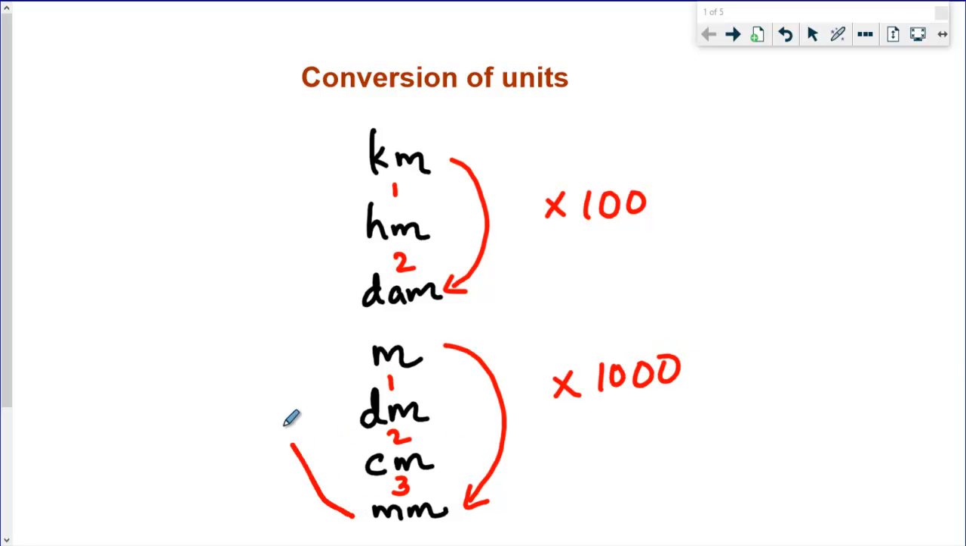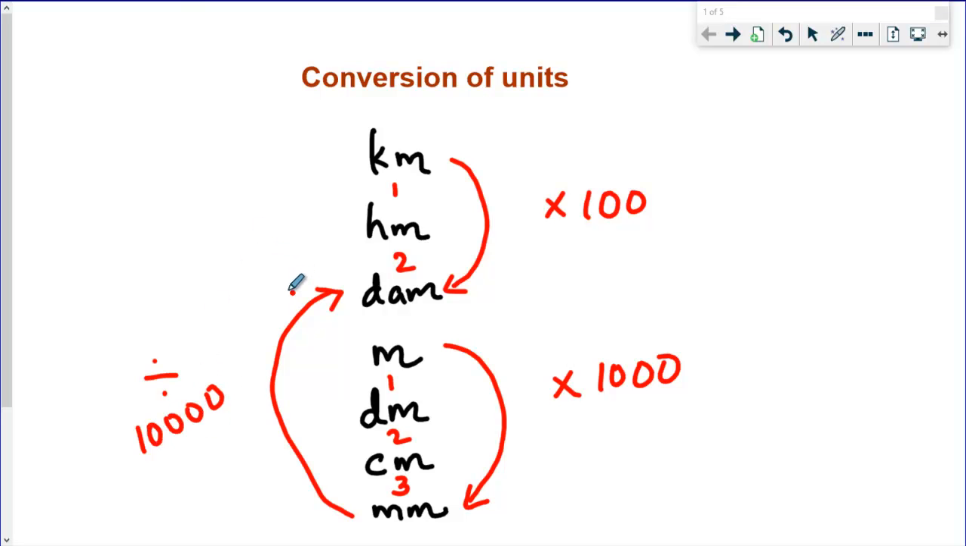Now if you want to convert from millimeter to dam, that means we have to divide. Now here in between mm and dam, how many tens are there? Here 3, then this is 4, so we have to divide it with 10,000.